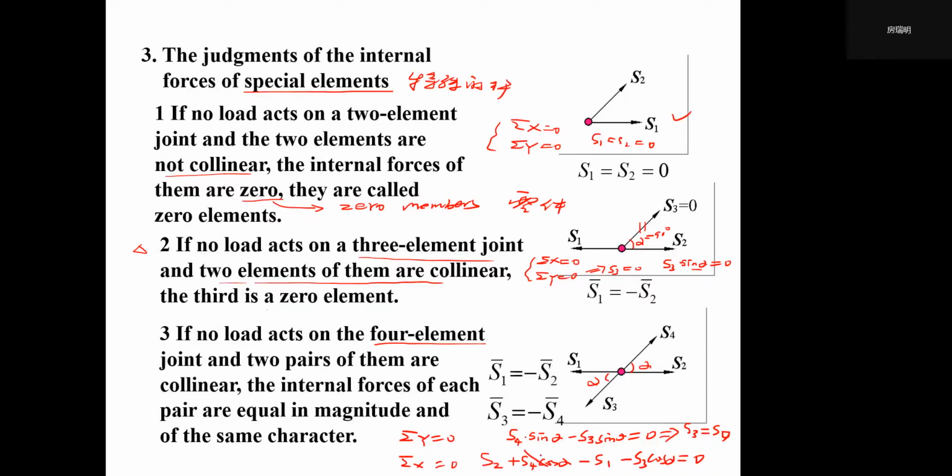So this one and this one will be eliminated one to each other, right? So we have S2 minus S1 equals 0. So once again, we have the same conclusion that S1 should equal S2. So there are three summaries. Maybe it's a little bit difficult for you guys to understand, but it's fine.